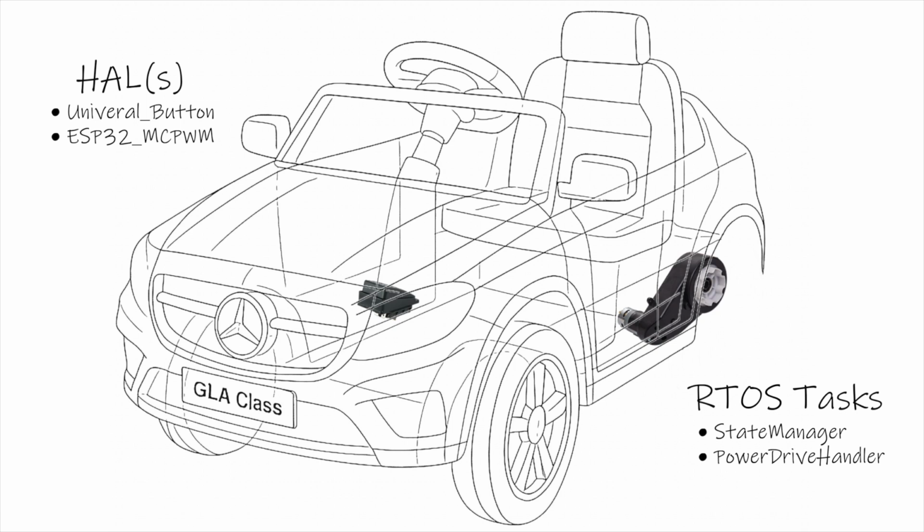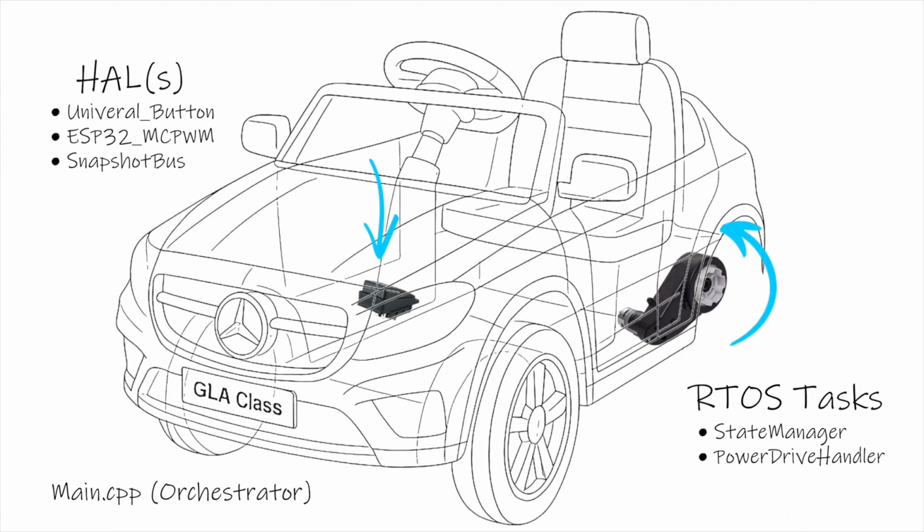For today, however, I'll be using a new library I'm calling SnapshotBus, and in part 2 of this video, I'll show you how to use it. The result of all these changes is a much cleaner main.cpp that acts like a musical conductor, just orchestrating what's happening, setting up the hardware, defining priorities, and creating tasks.